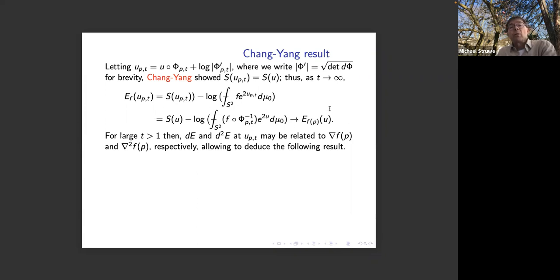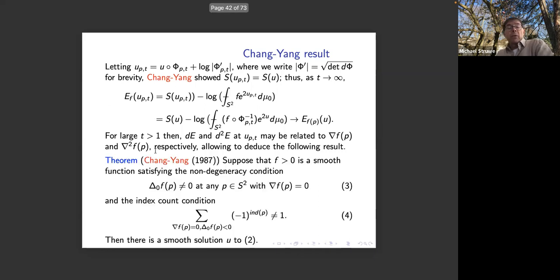So it just goes to the functional E_{f(p)} of u. And that scaling suggests that for large t, the derivative of E and second variation of E at the scaled map u_{p,t} are related to the gradient of f and the second derivative of f at the point p, respectively. And this gives the following result.